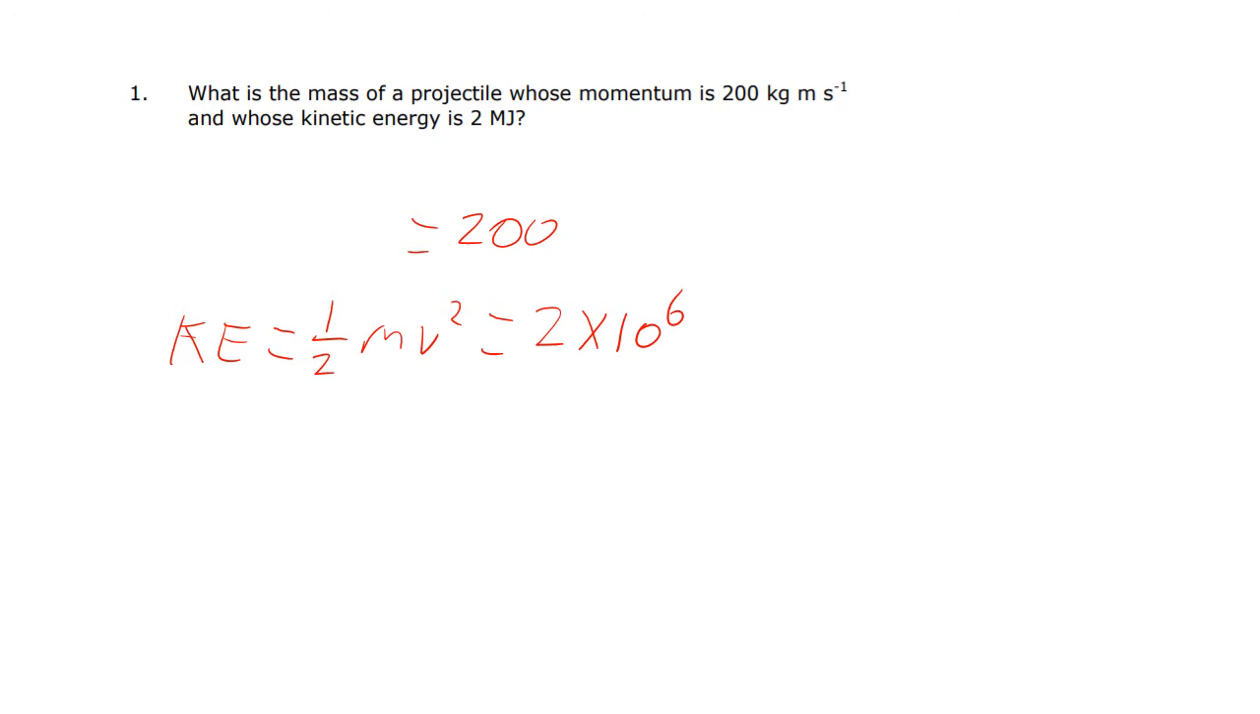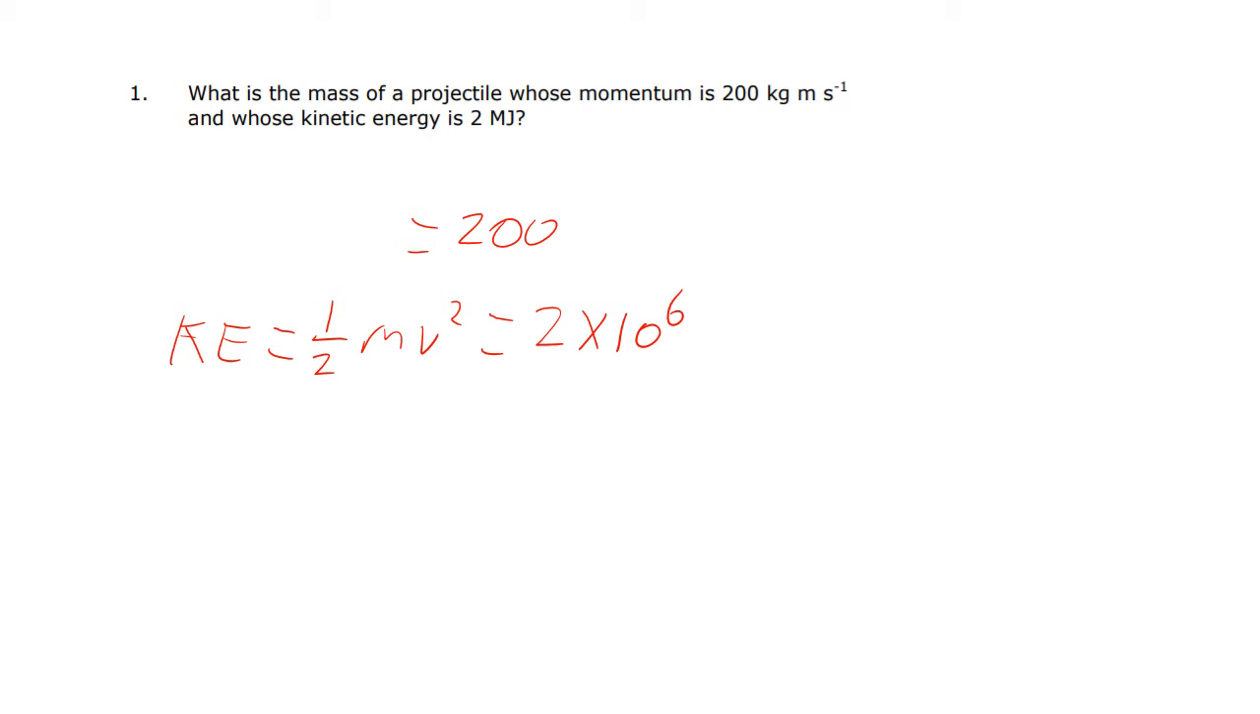These are the worked solutions to Mechanical Science Sheet 10, Part 1. So the question is, what is the mass of a projectile whose momentum is 200 kilogram meters per second and whose kinetic energy is 2 megajoules?